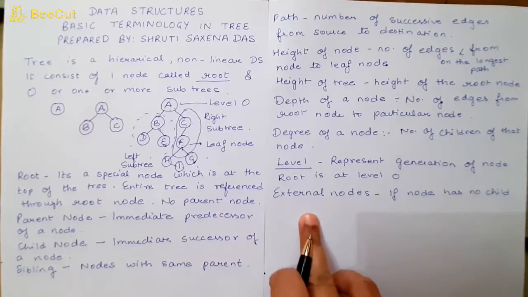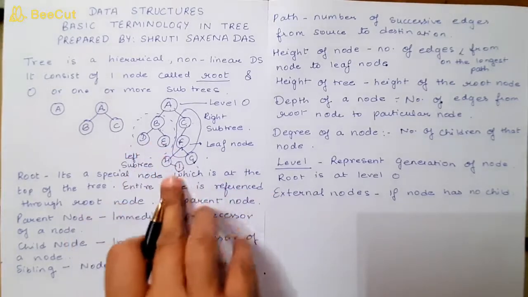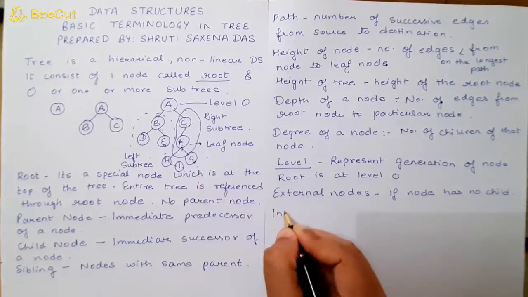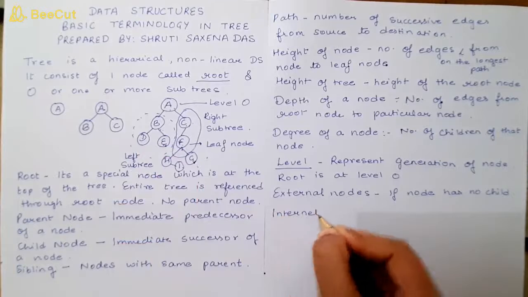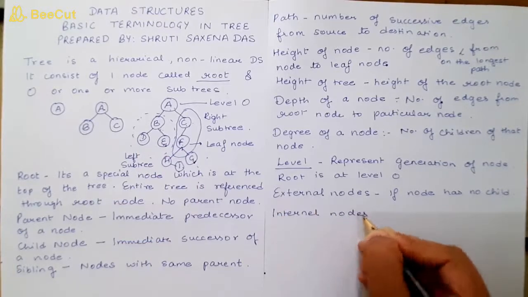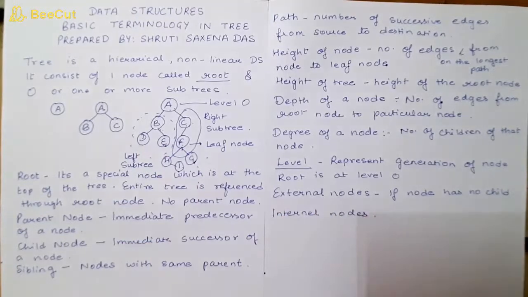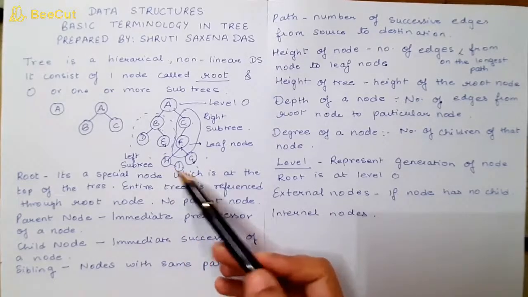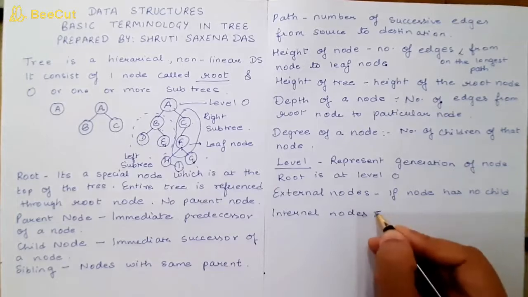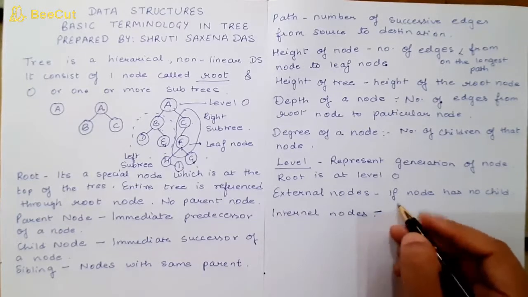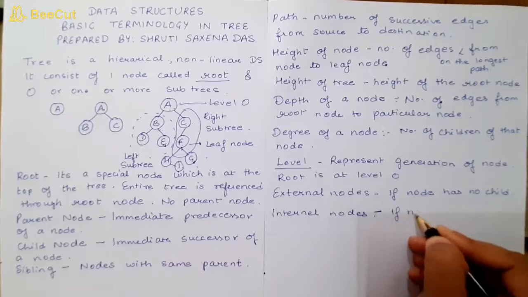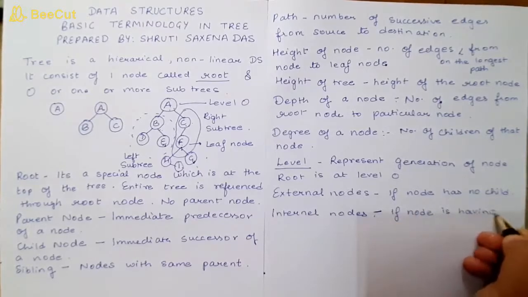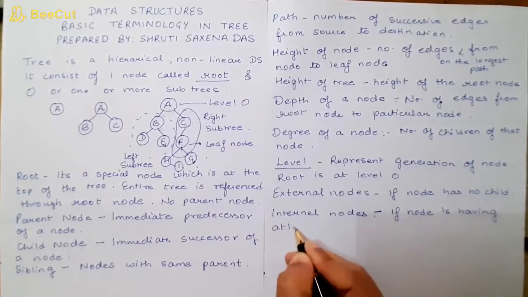So external nodes will be those which do not have any child nodes, and the rest of the nodes will be your internal nodes. Internal nodes means nodes which are not leaf, at least one child should be there. Like in this case H is having one child, so it will be your internal node. Internal node means the node is having at least one child.